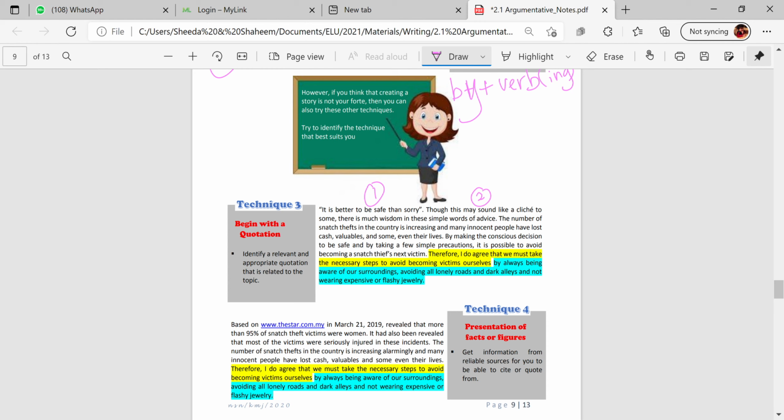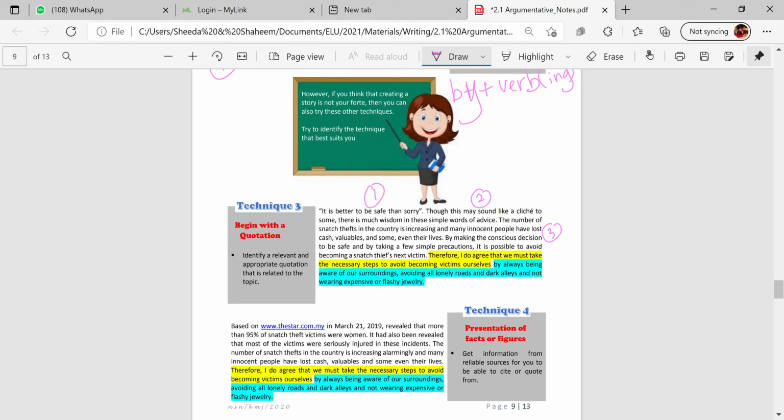Though this may sound like a cliche to some, there is much wisdom in these simple words of advice. And then the number of snatch theft in the country is increasing, and many innocent people have lost cash, and so on. Then you relate to the topic, then you have your stand, and then you have your thesis statement. So simple. When you begin with a quotation, you start with your quotation, you explain the quotation, you enter the topic by relating the quotation and your explanation to the topic, and then your stand, and then your thesis statement, and you're good.